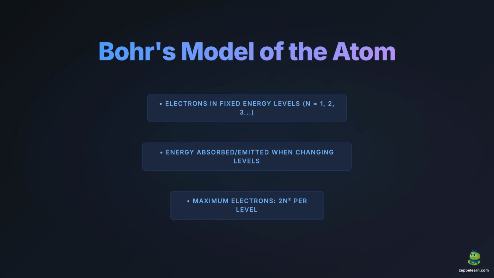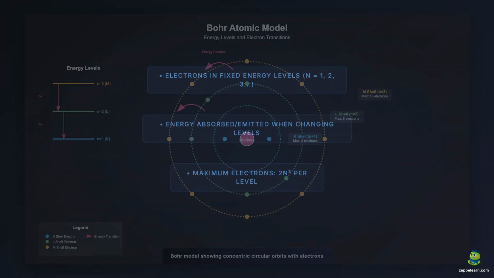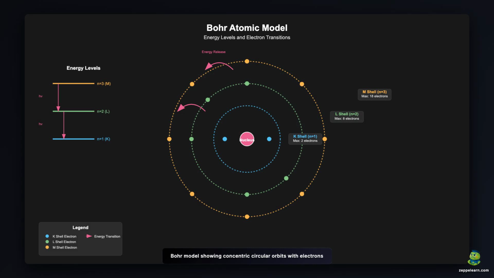Each energy level can hold a maximum number of electrons, 2 in the first shell, 8 in the second, 18 in the third. This diagram illustrates Bohr's model with electrons moving in circular orbits at specific distances from the nucleus, each orbit representing a different energy level.